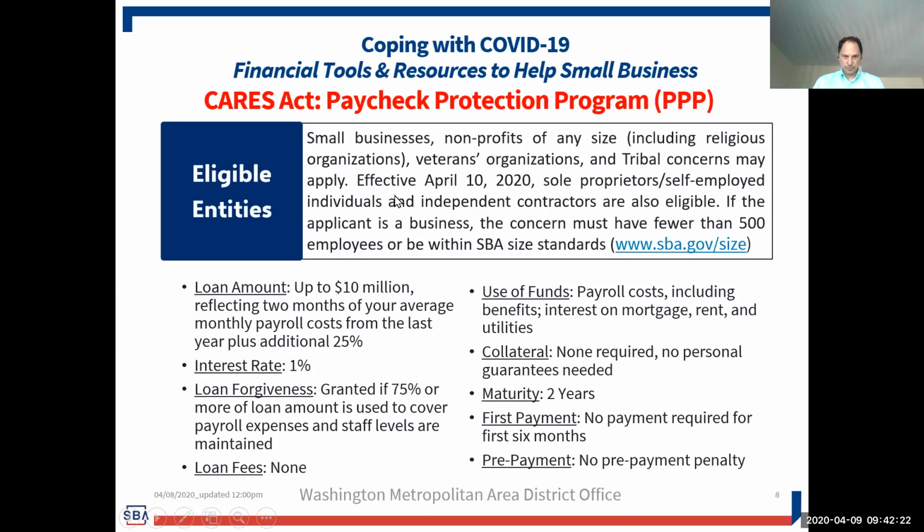Now, the loan amount, up to $10 million, reflecting 2 months of your average monthly payroll costs from the last year, plus an additional 25%. Let me say it again in a simpler way. We're going to see what your average payroll cost was for 12 months before the emergency, before February 15, 2020. What's your average payroll costs? And then the loan will be for 2.5 months. Or 2.25 months, sorry.